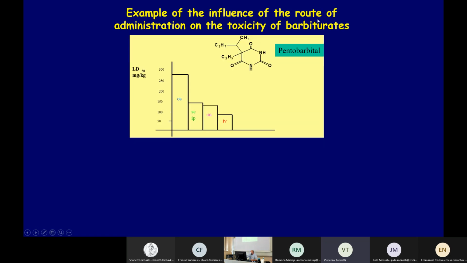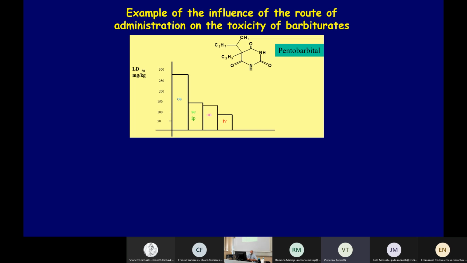You can see now an example. This is pentobarbital. Pentobarbital is a very old molecule. It belongs to the family of barbiturates. Barbiturates were used in the past to take sleep in the night.